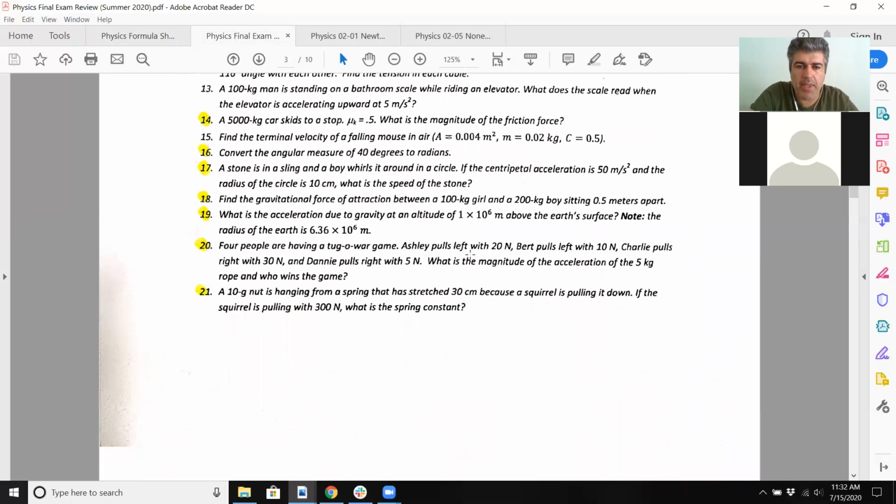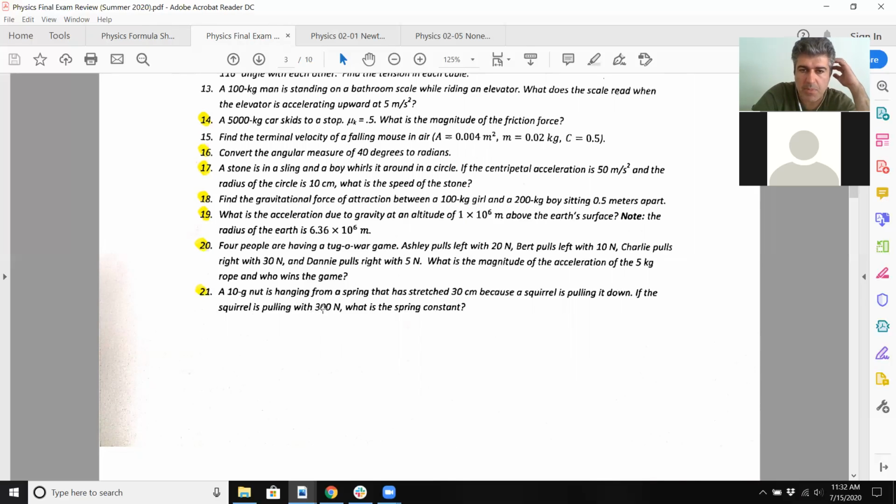Here you have 4 people pulling on a rope, two to the left, two to the right. The mass is a 5 kilogram rope. So you should be able to get the net force, and you'll be able to get the acceleration there.